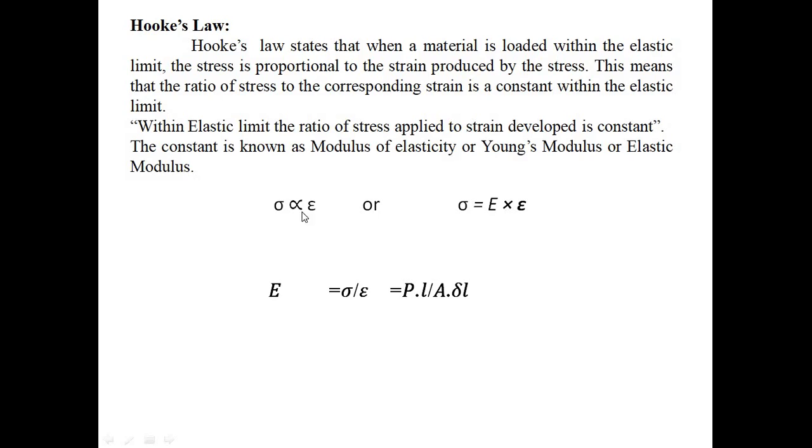So stress is directly proportional to strain, or stress equals E, the modulus of elasticity, Young's modulus or elastic modulus, into strain. So E equals stress upon strain. It can also be written as PL divided by A delta L, where P is the force, L is the original length, A is the cross-sectional area, and delta L is the change in dimension or change in length. So the modulus of elasticity E is equal to stress upon strain. This is about the relation between stress and strain. Thank you.